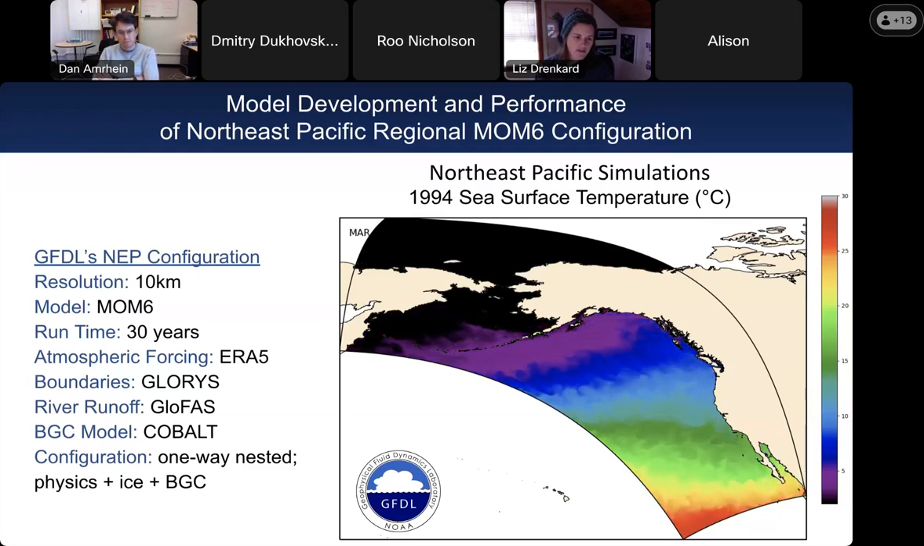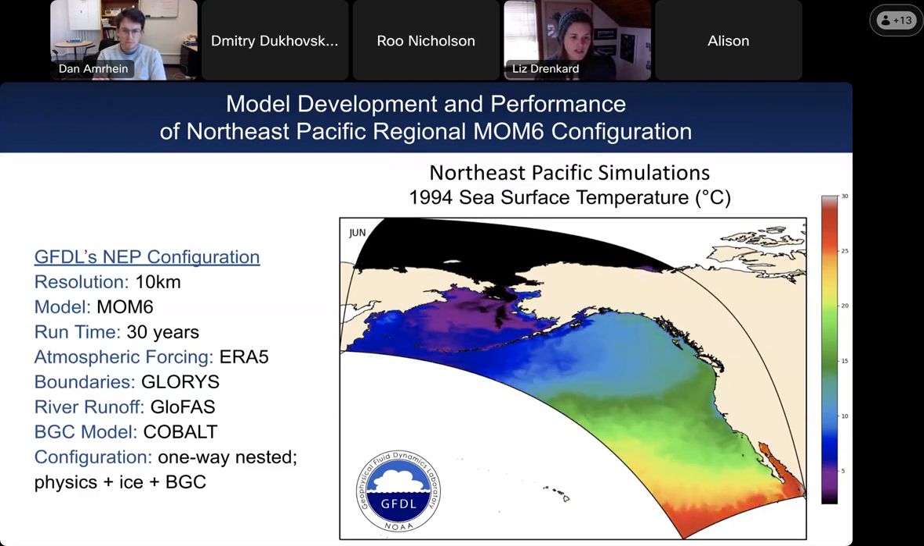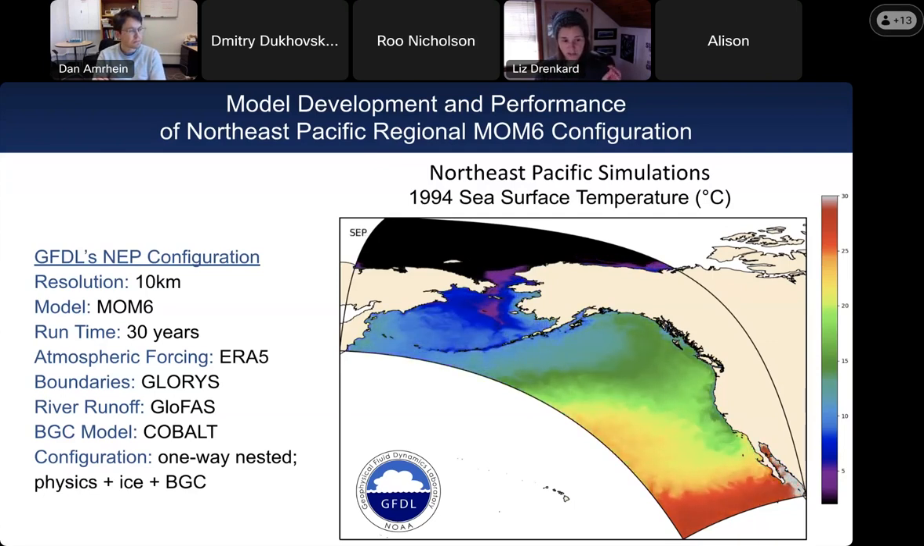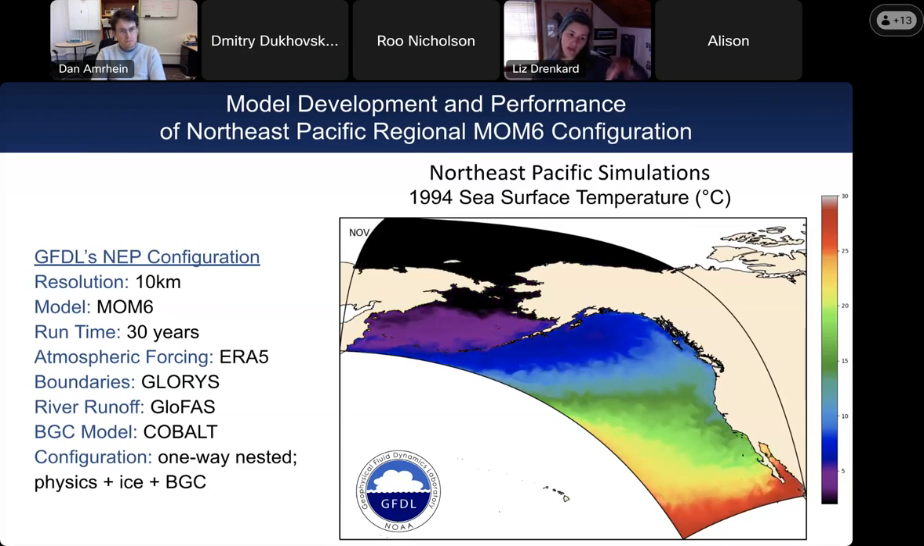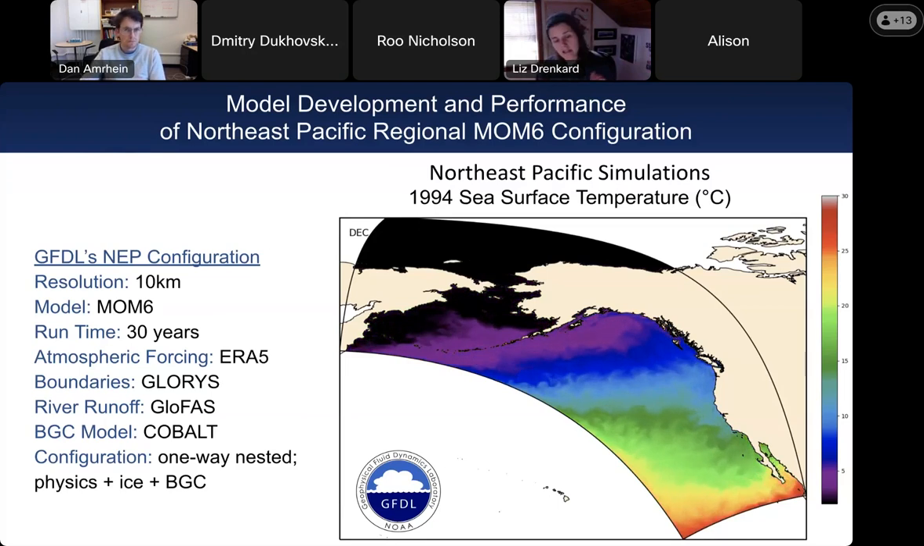And the current one that we've been submitting to the CMIP project. And the run we're doing now is roughly 30 years, 27 to 30 years. We're using the ERA5 reanalysis for the atmospheric forcing. Boundaries are prescribed using the GLORYS ocean reanalysis, and then river runoff is coming from the Global Flood Awareness System, GloFAS. The BGC model is COBALT. And then the configuration is we have one-way atmospheric forcing. We've got the physics, the BGC, and sea ice. So that's sort of my configuration or my recipe for how we are running this ocean model.